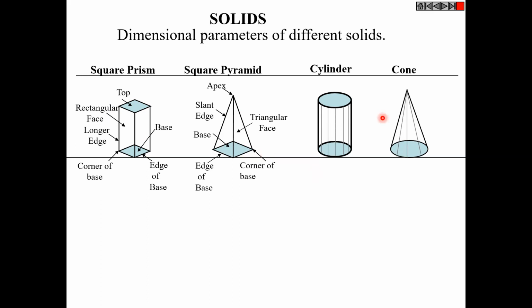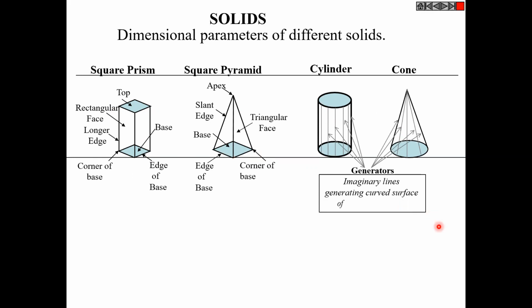And in the case of a cylinder or cone, we do not have any specified or visible edges like in the prisms or pyramids, because here we have a curved surface. And in the curved surface, you can imagine n number of lines. These lines are called the generators. So here we can see these are the generators. These are the imaginary lines which generate the curved surface of the cylinder as well as the cone.